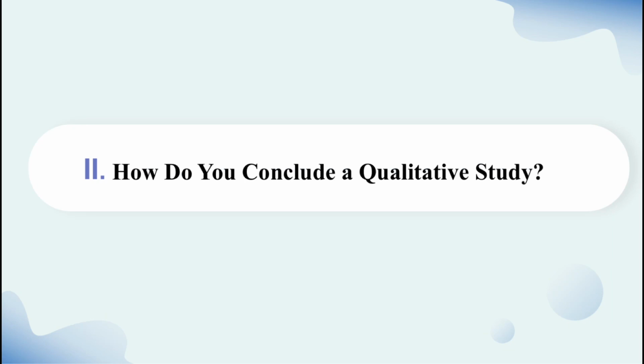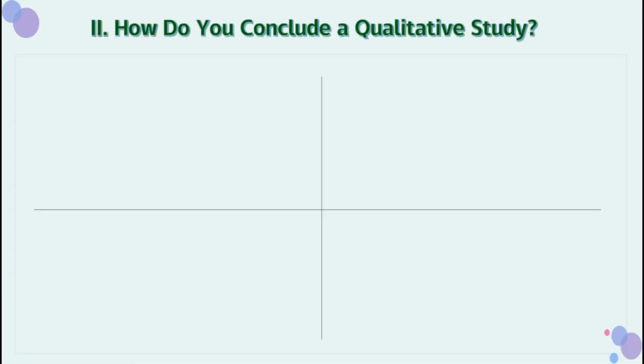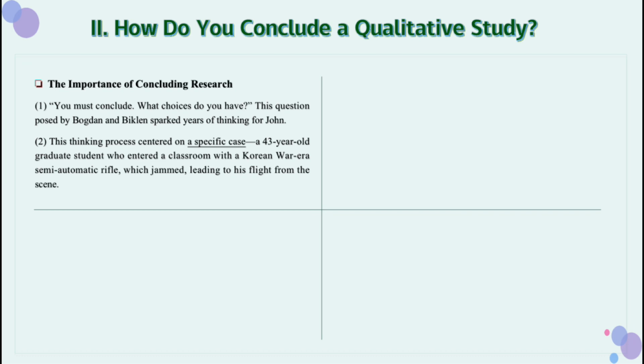2. How do you conclude a qualitative study? The author explores how to conclude a qualitative study and offers various strategies and styles. Firstly, the author highlights the importance of concluding research. You must conclude. What choices do you have? This question posed by Bogdan and Backlund sparked years of thinking for John.